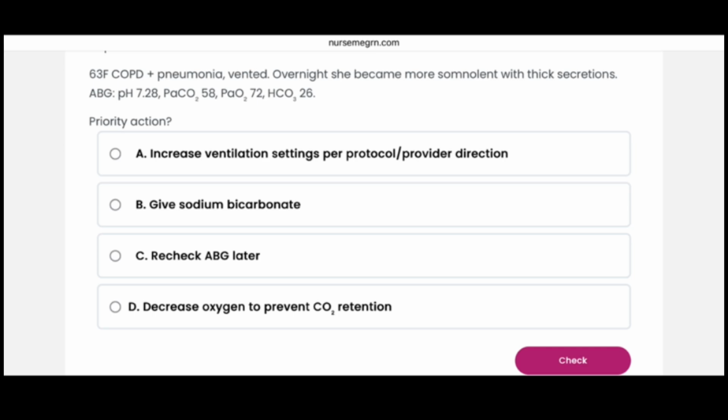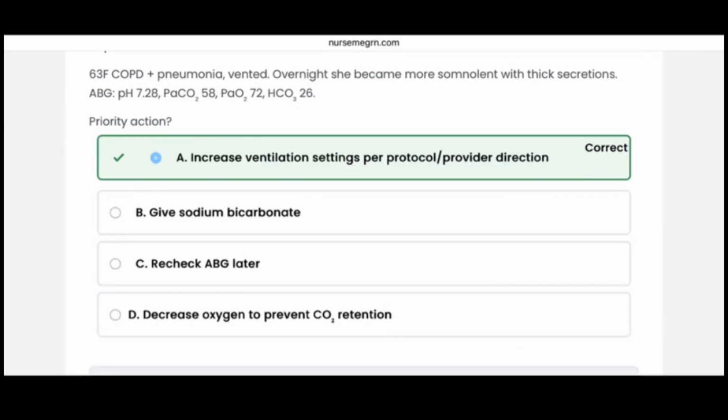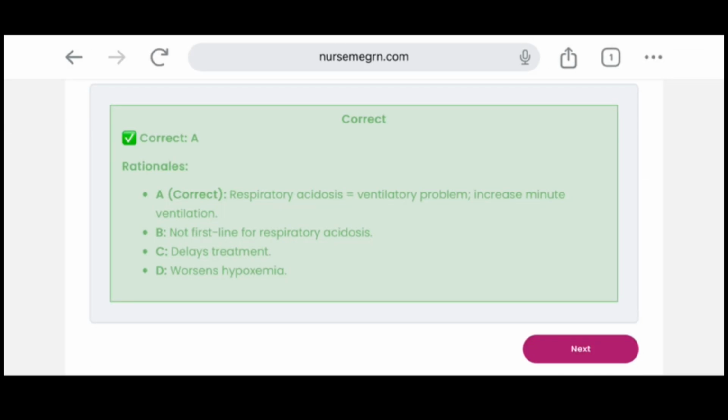If I increase the ventilation settings, am I going to breathe faster? Yeah. If I breathe more times a minute, am I going to release some of that CO2? Yes. Therefore, the answer is A. Here is the rationale if you are interested.